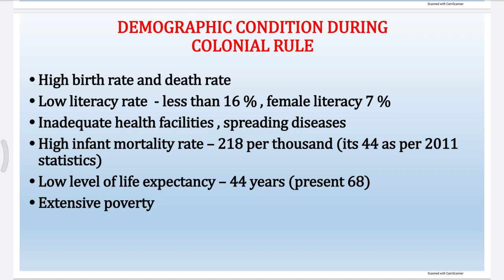So when we conclude the demographic condition under colonialism, the facts revealed through the census after 1881 showed a high birth rate and death rate, and the infant mortality rate was very high at 218 per thousand. Life expectancy was very low at 44 years, and the literacy rate was pathetic, below 16%, with female literacy below 7%. Public health facilities were not sufficient to meet public demands.